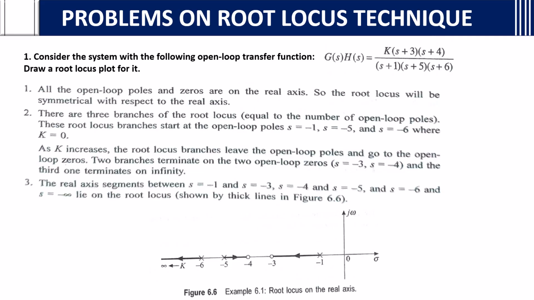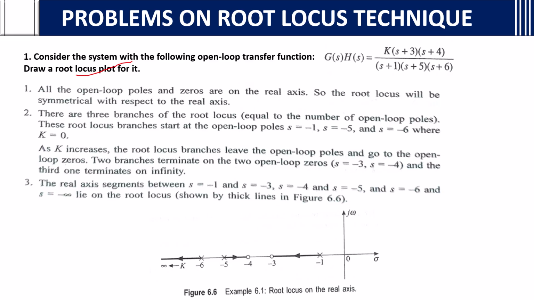First problem, consider the system with the following open loop transfer function. That is G(s)H(s) equals K(s+3)(s+4) divided by (s+1)(s+5)(s+6). So we want what? Root locus plot for this.